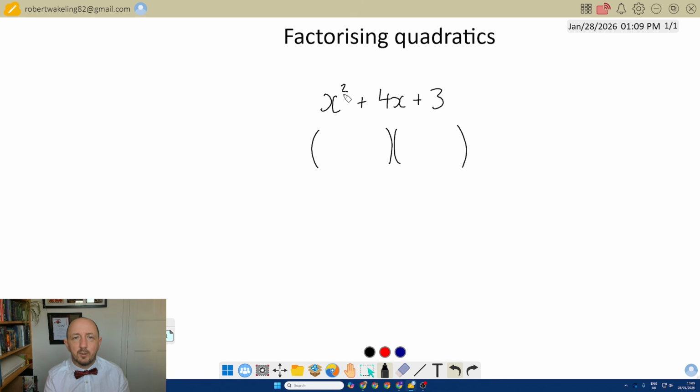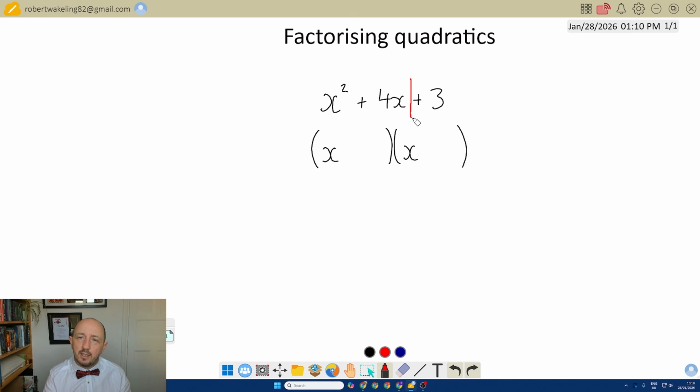Because we have a single x squared here, not a 2x squared or 3x squared, the only way we can make x squared is to have x and x here. If you remember from the previous video, we're multiplying these together to get x squared.